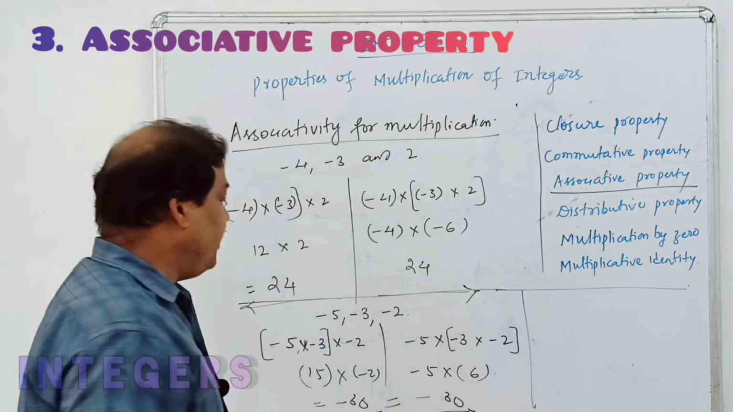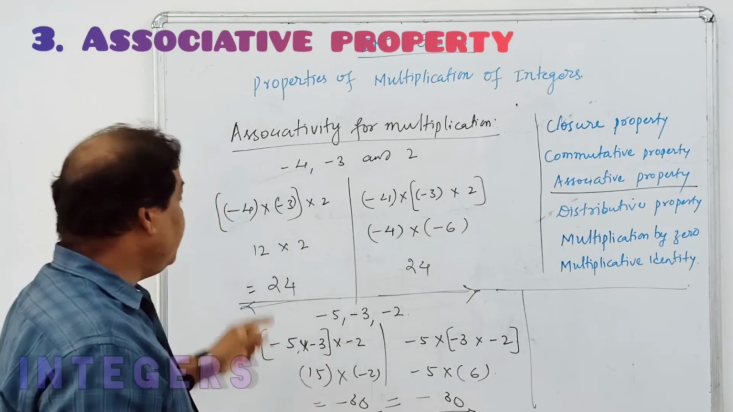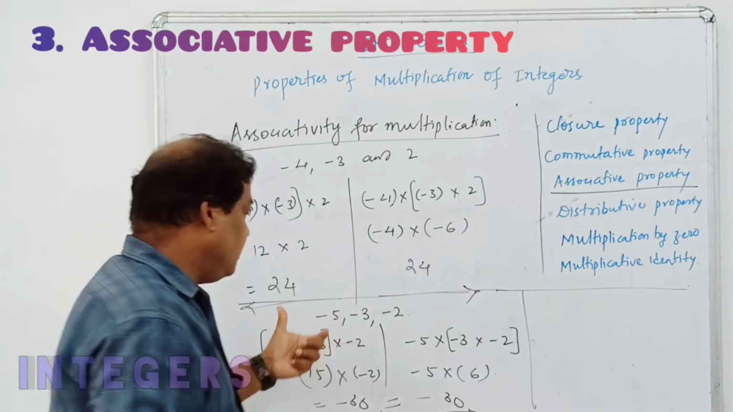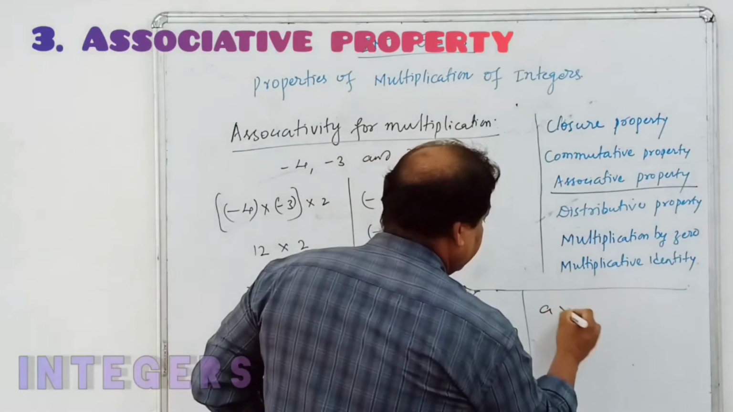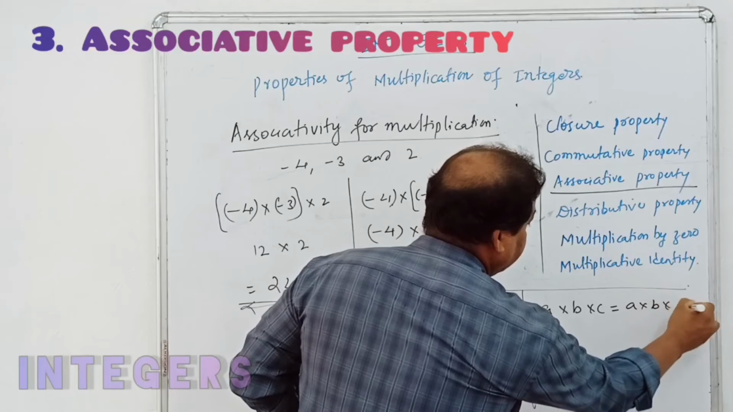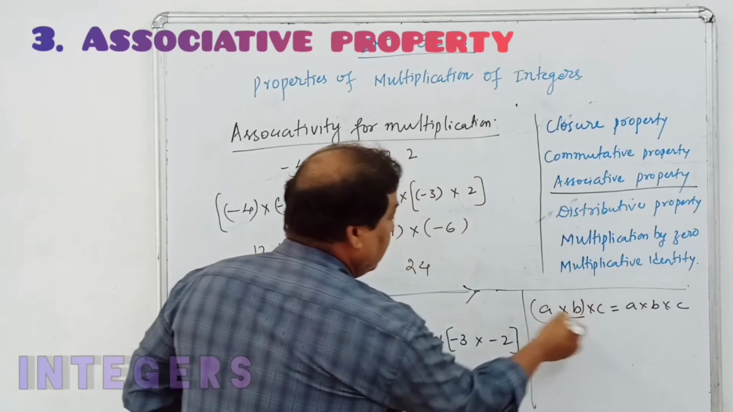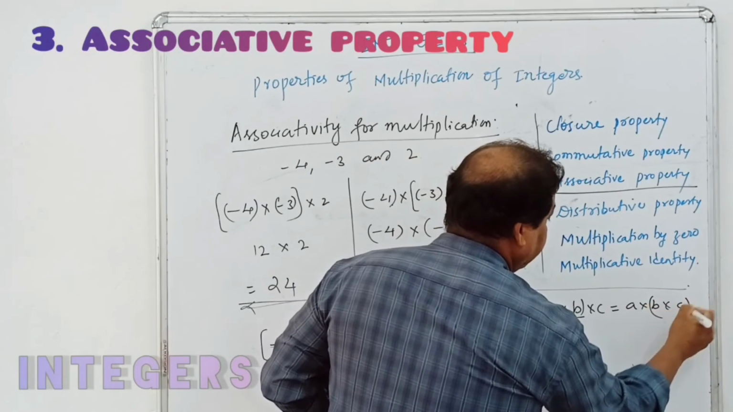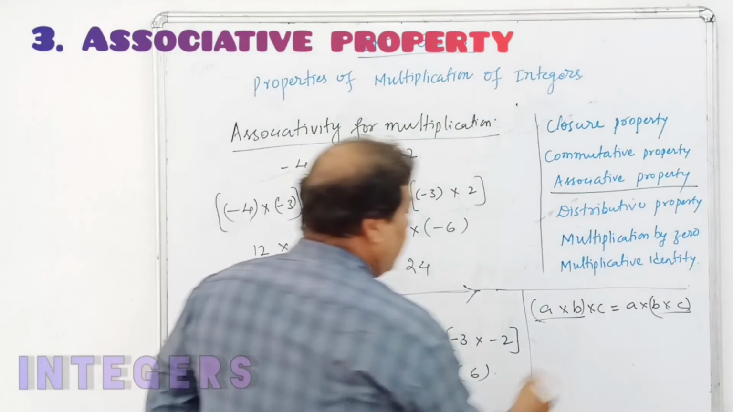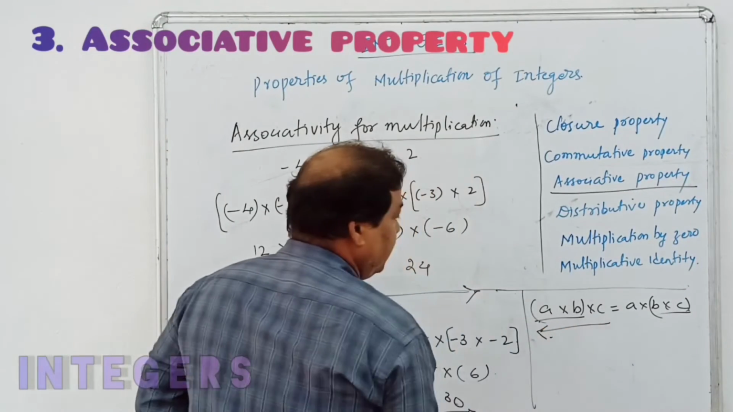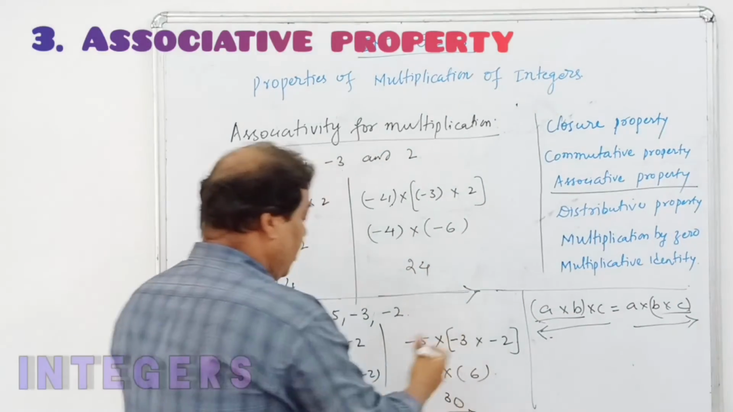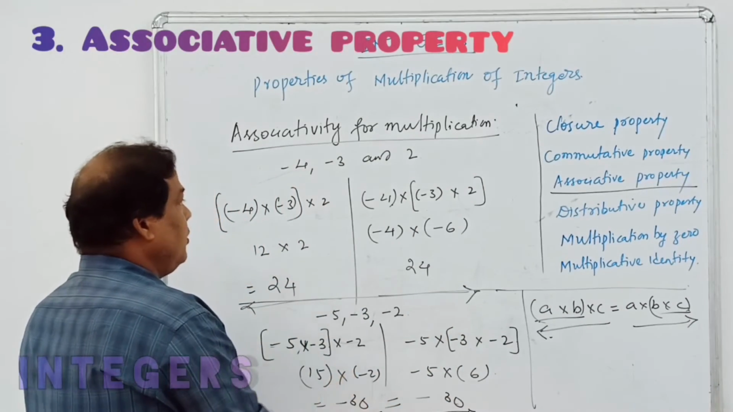So in general, you can say if a, b, c are integers, then we write (a times b) times c is equal to a times (b times c). So a and b are in one group, and b and c in the other group. In the first case and the second case, both results will be the same.